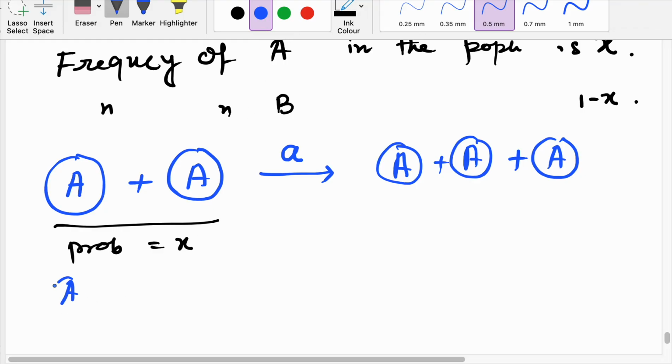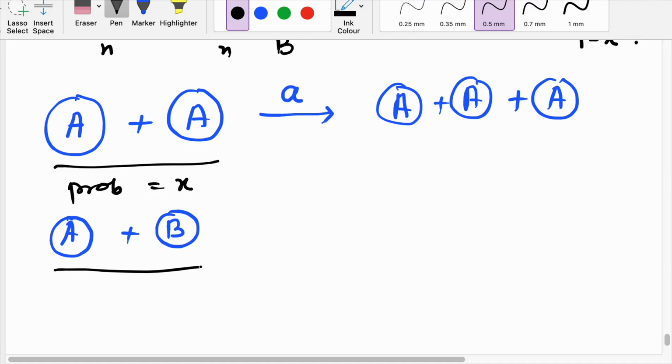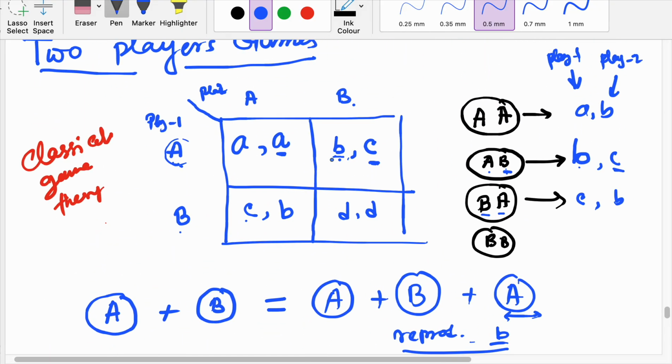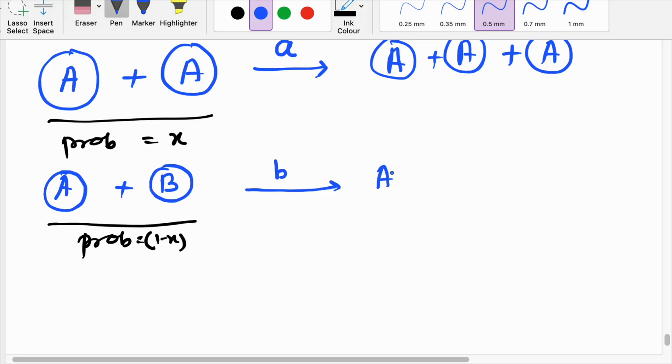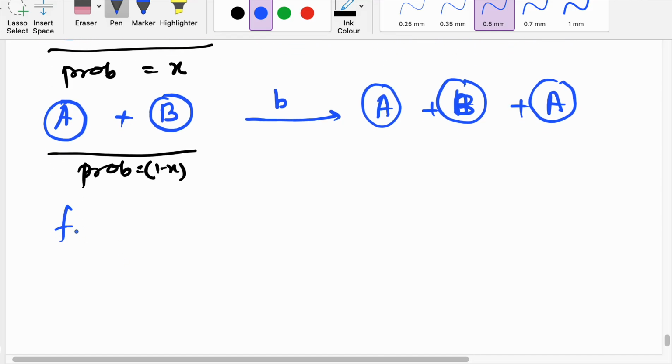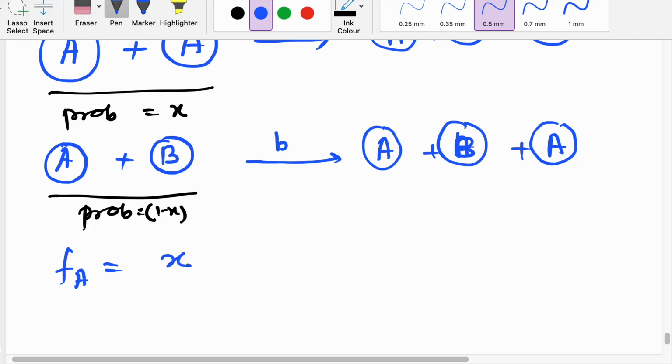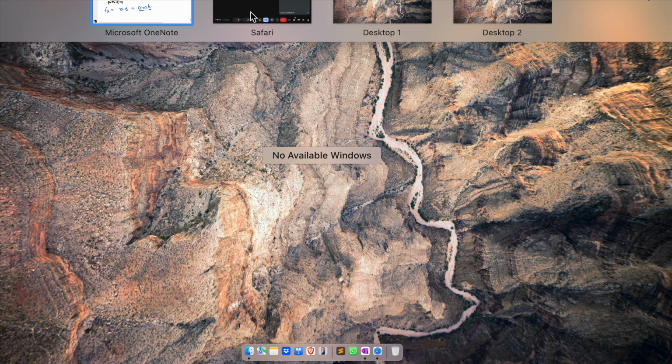What is the probability that one A type individual randomly interacts with a B type individual? The probability will be 1 minus x, and in this case the A type individual gets the reproduction rate B. So if I take one A individual randomly, its fitness on average will be fA equals x into A plus 1 minus x into B, because with x probability it will get A, and with 1 minus x probability it will get B. Is it clear what the meaning of fitness is here?